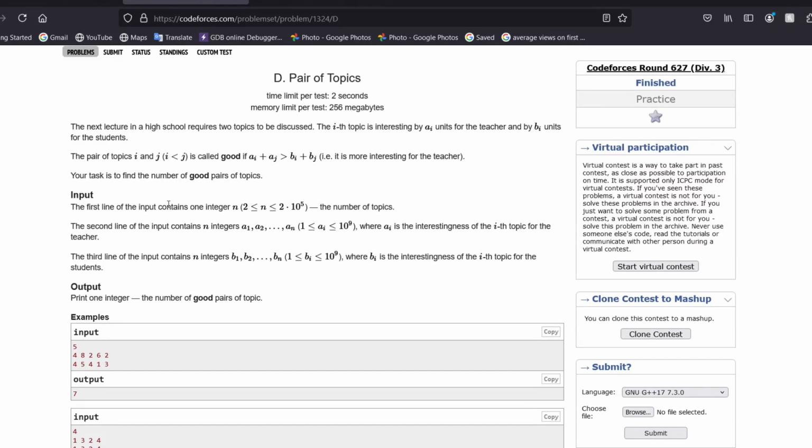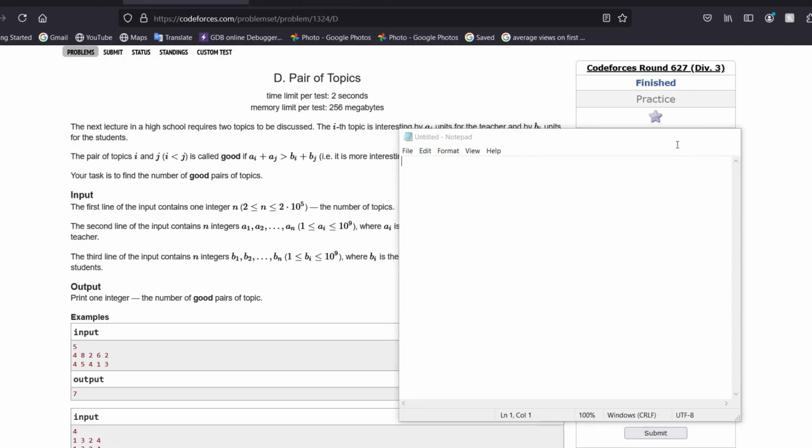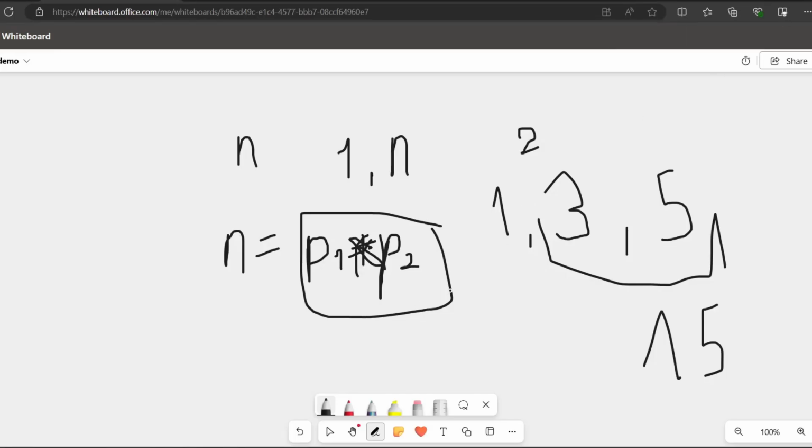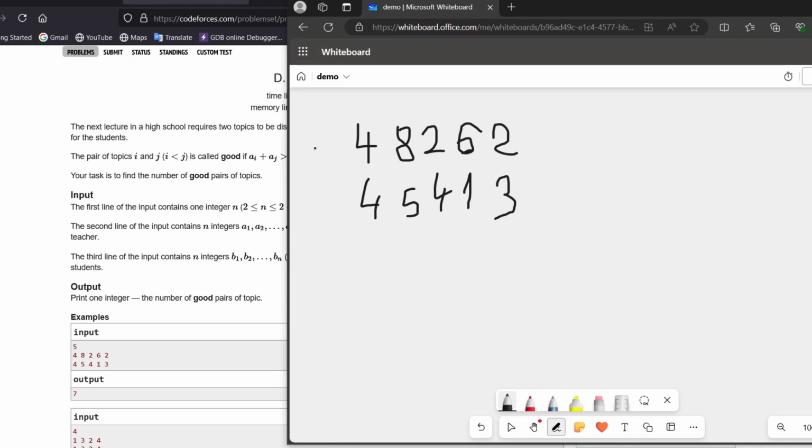So our next problem is called Pair of Topics, and once again I'm just going to let you read through it. Basically, you have to find a good pair of topics that the teachers prefer more than the students when you sum them up. The best thing you can do here is work with examples, right? In this problem, you don't really care about the values themselves. You care about the difference between the numbers A and B. So these are the A numbers, these are the B numbers.